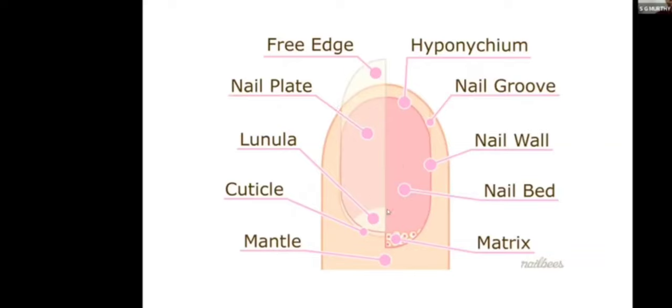The nail plate is the hard thing which we see. The lunula is the moon-shaped thing at the base of the nail. Cuticle is the small skin that is hanging at the base. And nail bed is below the nail. And nail groove is the groove around that nail.